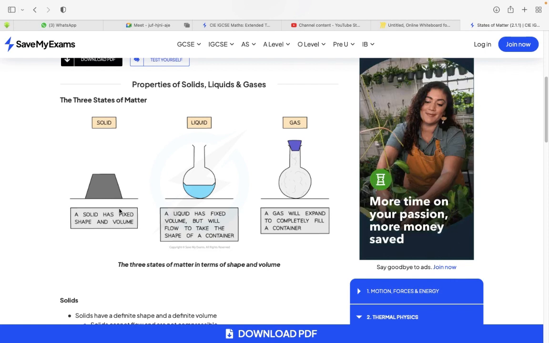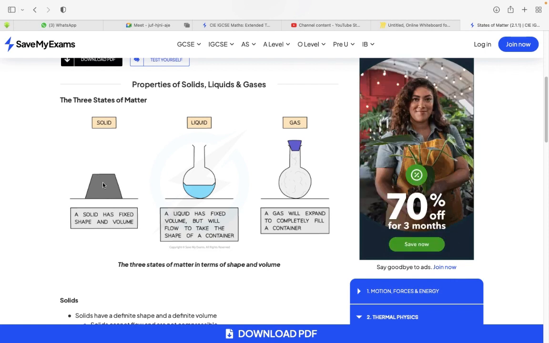This is understandable. Look at this, a sample of solid. You can see all the particles are tightly put together. Solid has a fixed shape and a fixed volume. Everything is tightly put together.